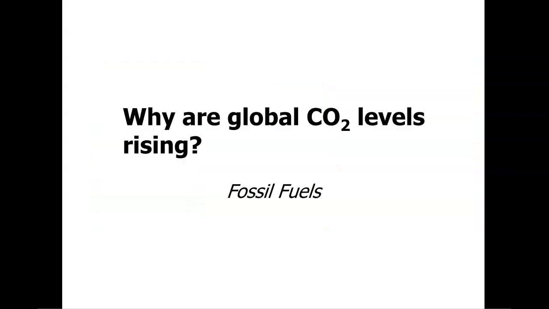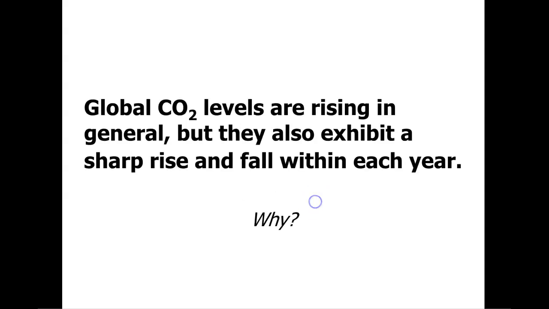So why are global CO2 levels rising? Well, they say it is going to be due to fossil fuel use. We use these fossil fuels in almost all of our mechanical processes, from running factories to creating electricity to running water sometimes, and especially within our cars to get from place to place. So global CO2 levels are going to be rising in general, but they also exhibit a sharp rise and fall within each year. Why would this happen?